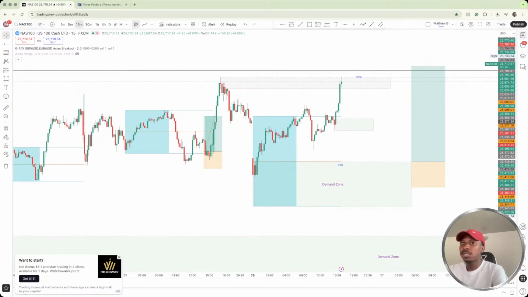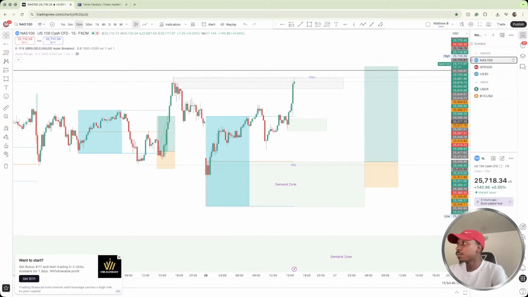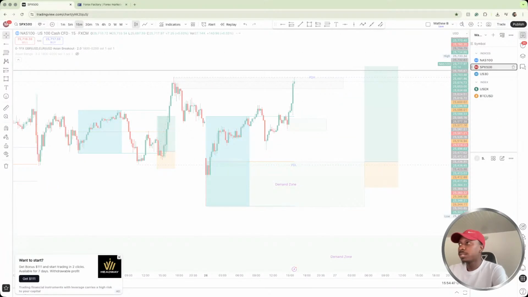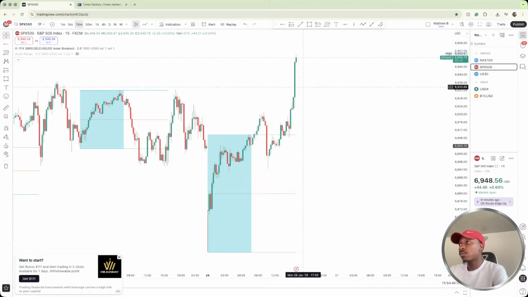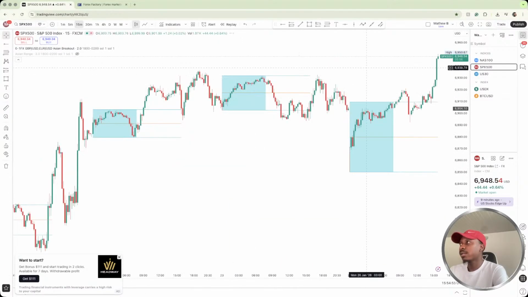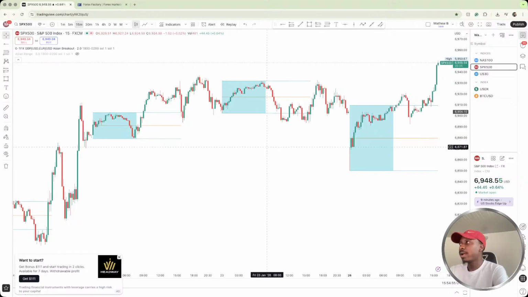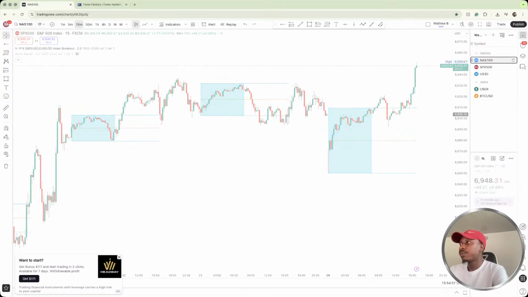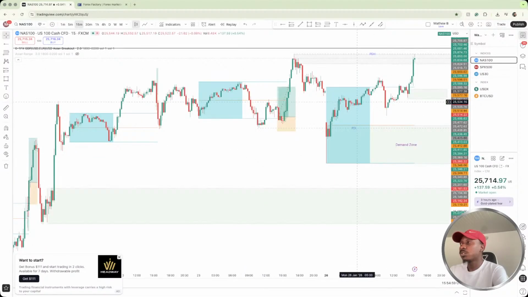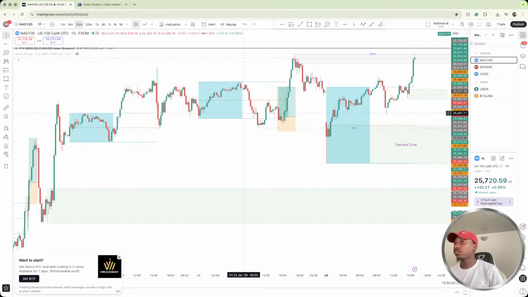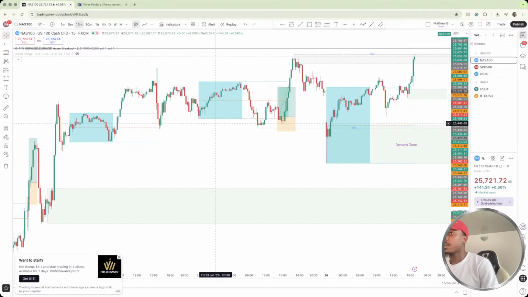Let's see what S&P 500 is doing. Oh, S&P 500 on the other hand is very bullish. It has gone way higher. So it's very likely that NASDAQ is going to be following suit as well very soon. So what we do now is we'll hold on a little bit and see where the market is going to go.